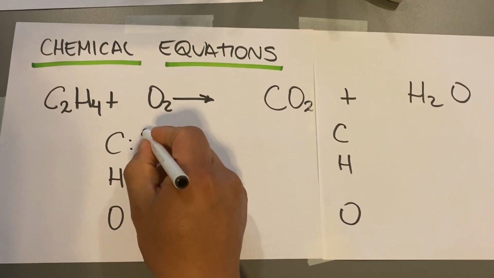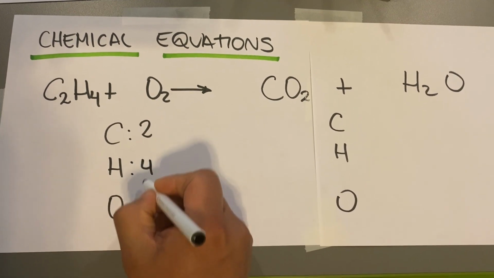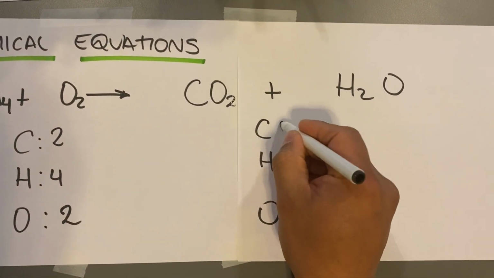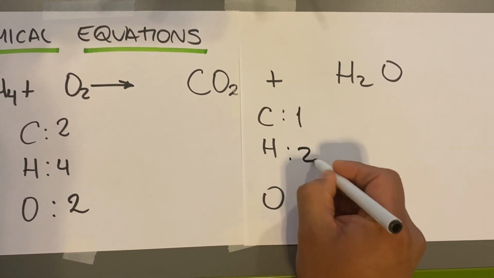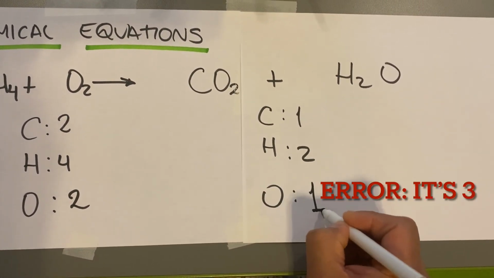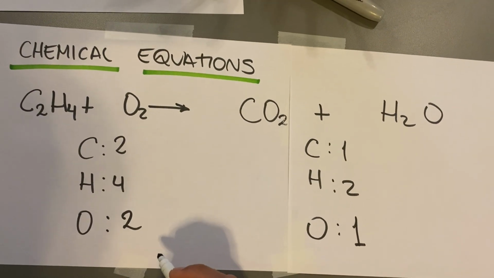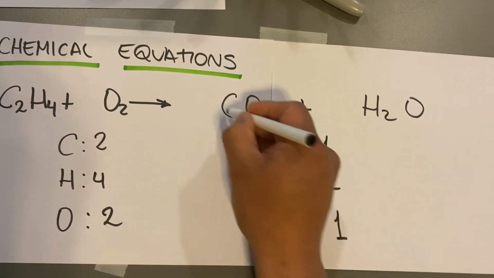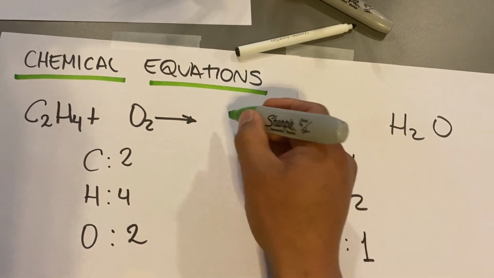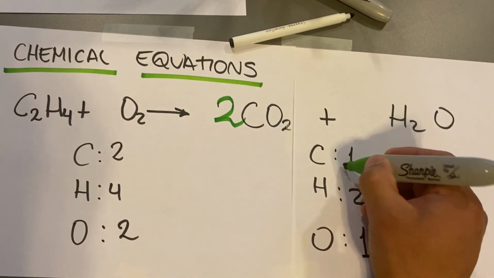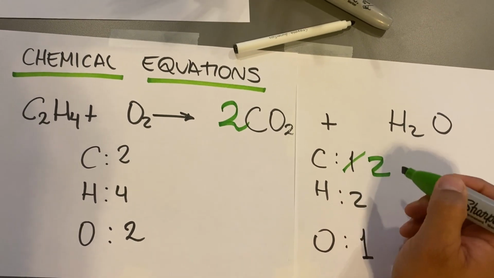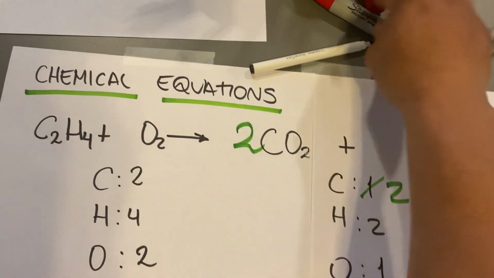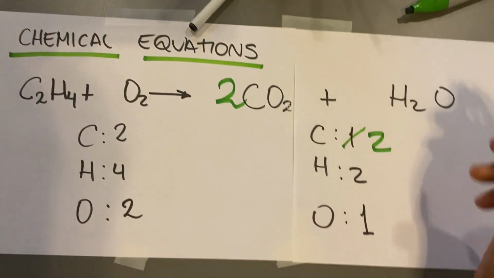This is another example. We have as reactants ethylene and oxygen, and as a product we have carbon dioxide and water. We proceed to count the amount of atoms on the left and the right. Then we notice that we don't have the same amount of carbon. That's why we decide to put a number 2 as a coefficient for carbon dioxide. Now we have the same amount of atoms on the left and right for carbon.